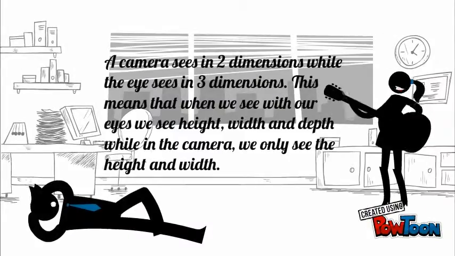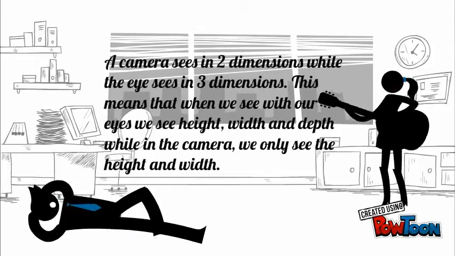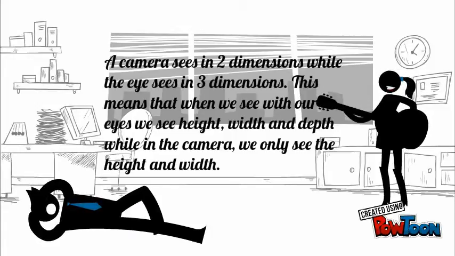A camera sees in 2 dimensions while the eye sees in 3 dimensions. This means that when we see with our eyes, we see height, width, and depth, while in the camera we only see the height and the width.